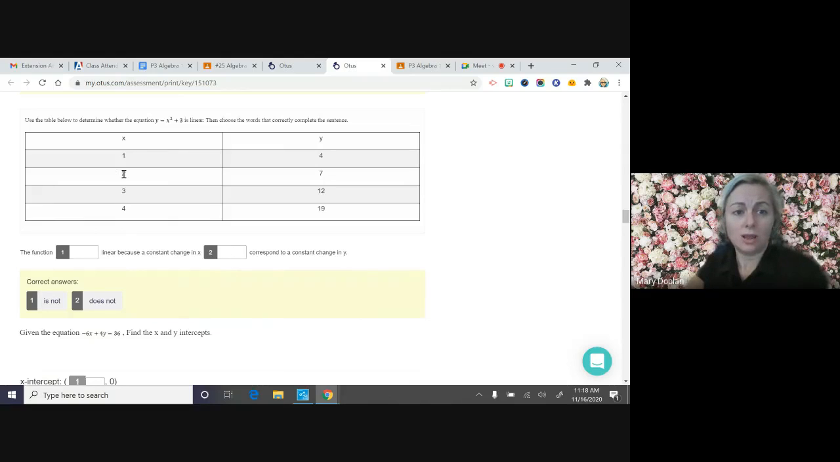So the x's are going up by 1 each time, where your y values, 4 goes to 7, we're adding 3. 7 goes to 12, we're adding 5. 12 goes to 19, we're adding 7. So it's not a constant change. It is not linear.